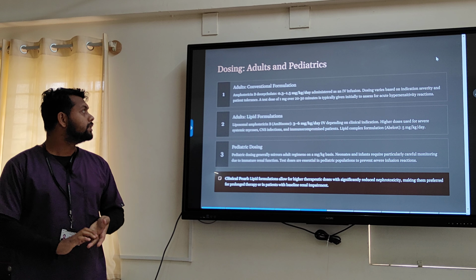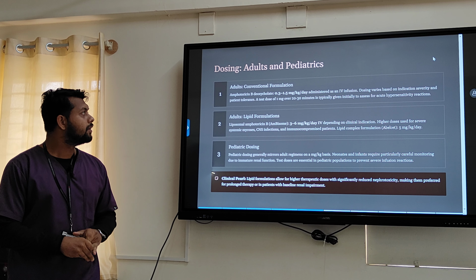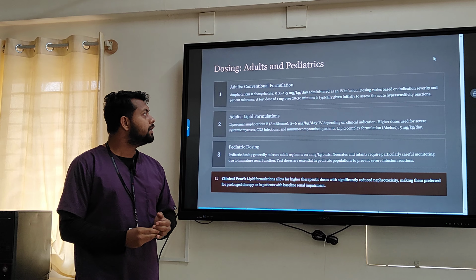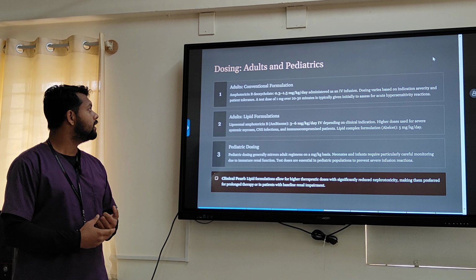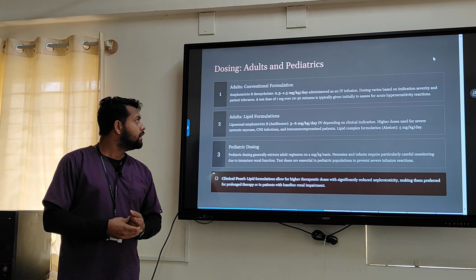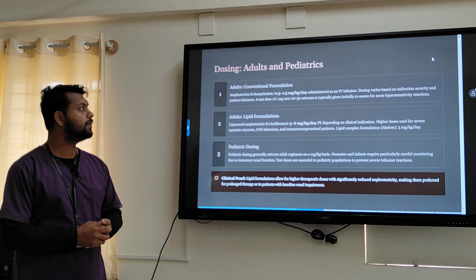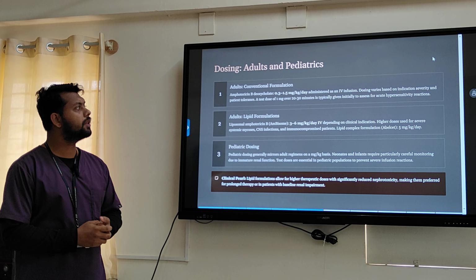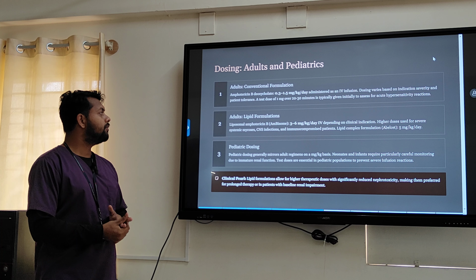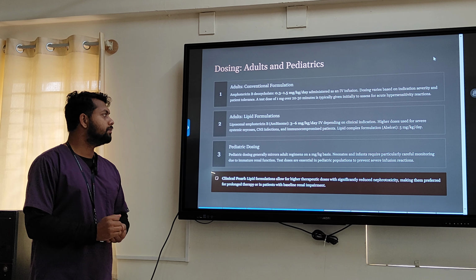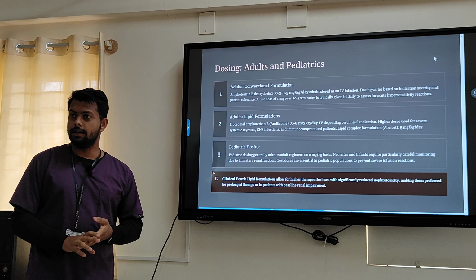Now next is dosing. For the conventional formulation, that is 0.3 to 1.5 mg per kg per day, administered as an IV infusion. Dosing varies based on the indication, severity, and patient tolerance. A test dose of 1 mg over 20 to 30 minutes is typically given initially to assess for acute hypersensitivity reaction. Next is the lipid formulation, that is liposomal amphotericin B, which is given as 3 to 6 mg per kg per day IV, depending upon the clinical indication.